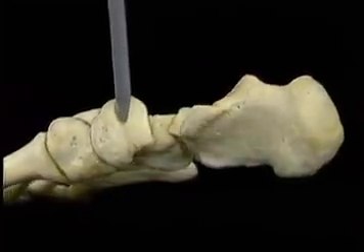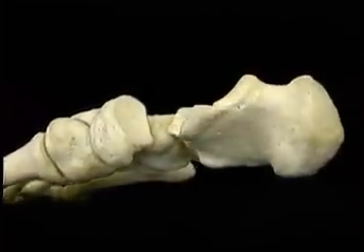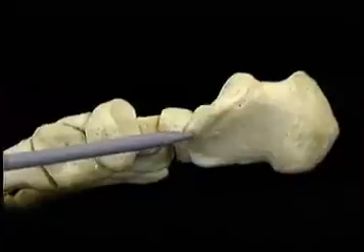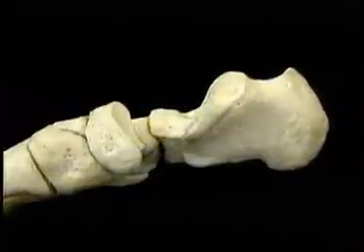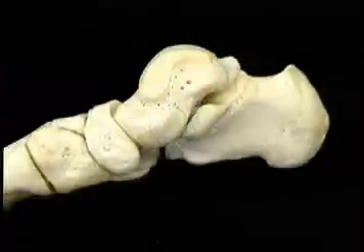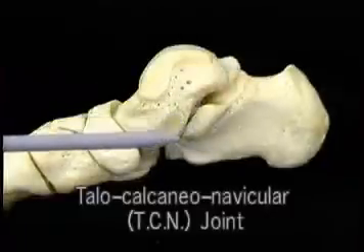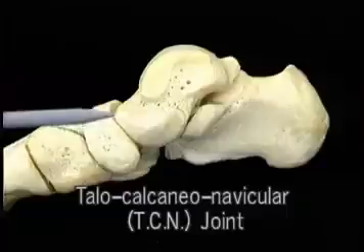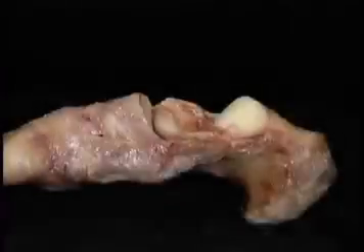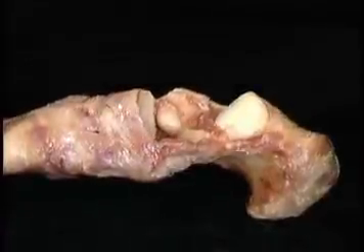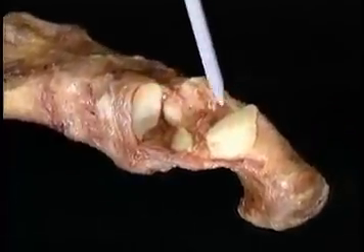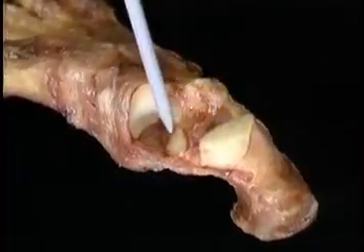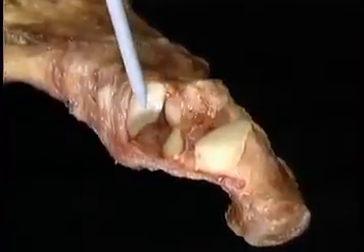this surface of the navicular bone, and by a strong ligament here, which we'll see in a minute. These surfaces, together with the head of the talus, form the talocalcaneo-navicular joint. Here's what these joint surfaces look like in the living body. The surface for the subtalar joint, and the two surfaces for the TCN joint.